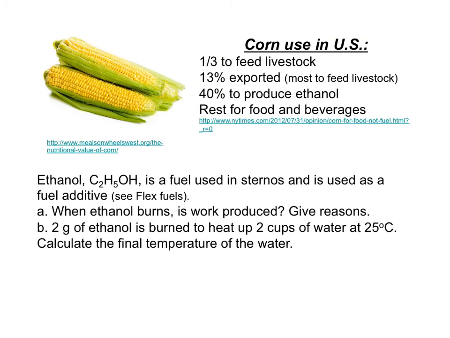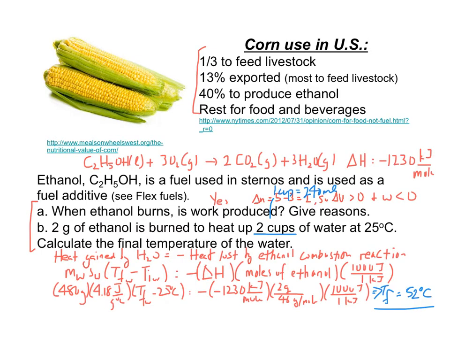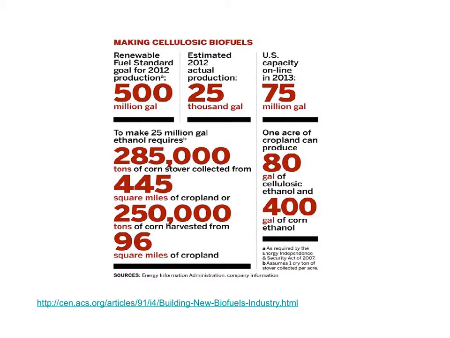We grow a lot of corn in this country. Here's how it's used. Ethanol is used as a fuel, so stop the video and answer these questions. And the answers are, for part B, use delta H reaction. Cellulose can also be used to make ethanol biofuel.